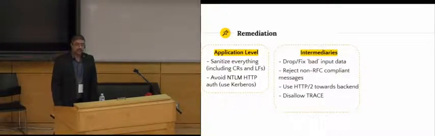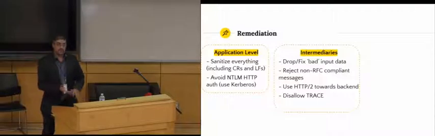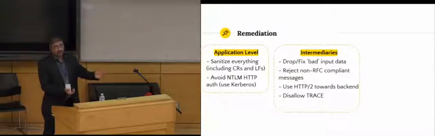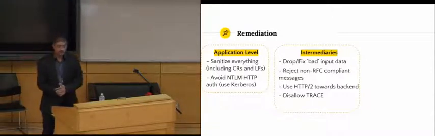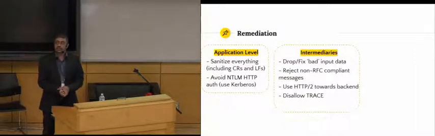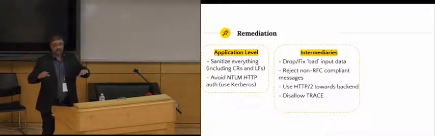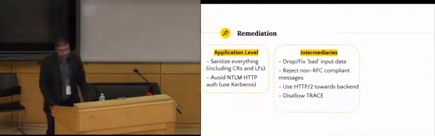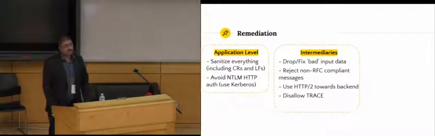At the intermediaries level, which is most of the front-end servers, load balancers, and cache servers, all those vendors need to drop or fix bad data. When there's bad data coming in from a user, either fix it or drop it. They need to be very strict in implementing the RFCs, specifically 2616. Any deviation from the RFC and the front-end and back-end servers will disagree on the length of the message, and that's gold. Use HTTP/2 towards the backend, which has a much stronger implementation, and also disallow TRACE methods if possible.